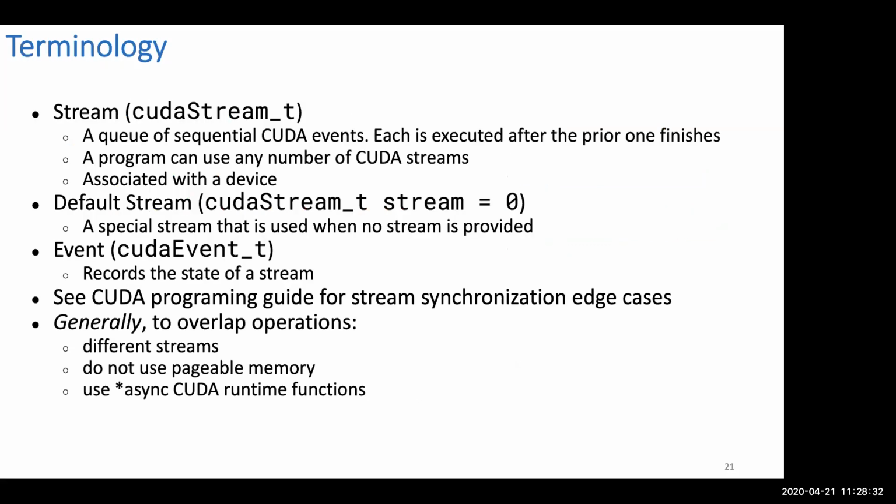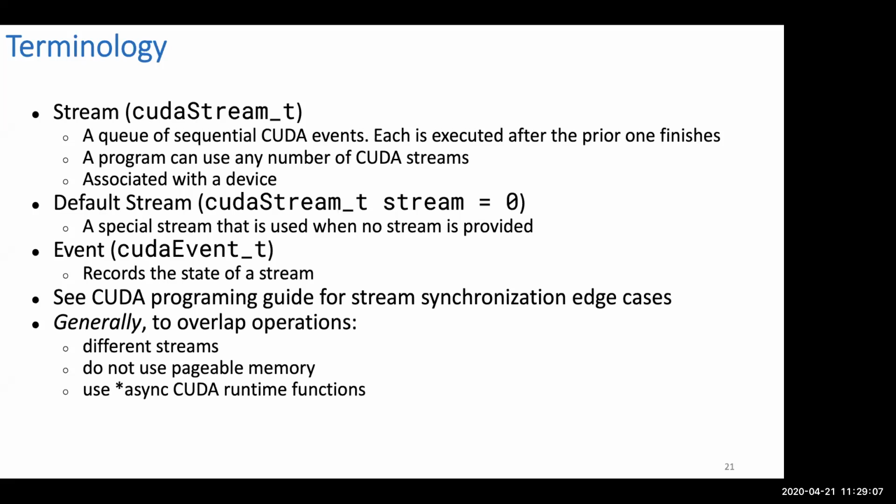So there's a way around this, but as a foundation to understand how to avoid this problem, if you haven't heard some of these CUDA terms, I'd like to introduce them. There's something called a stream, which is a queue of sequential CUDA operations. Each operation in the stream is executed only after the prior operation in the stream finishes. And there's no implicit dependence between operations in separate streams.